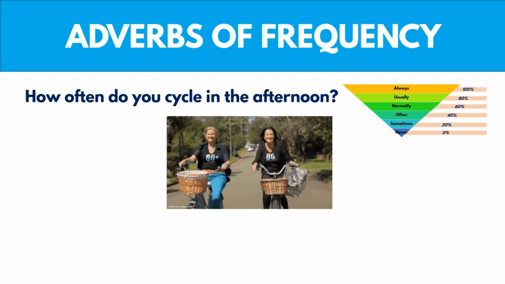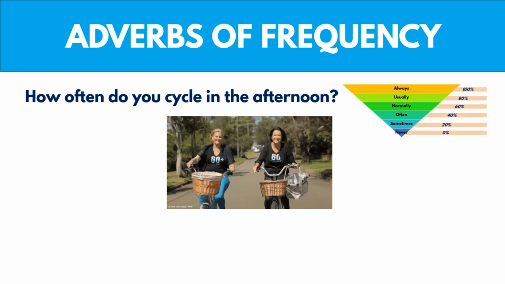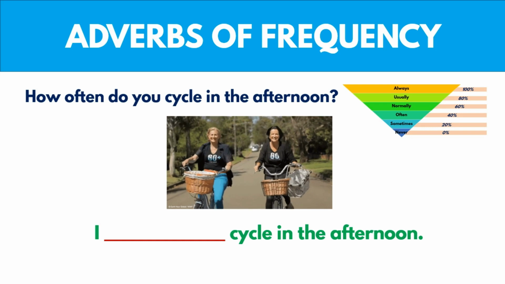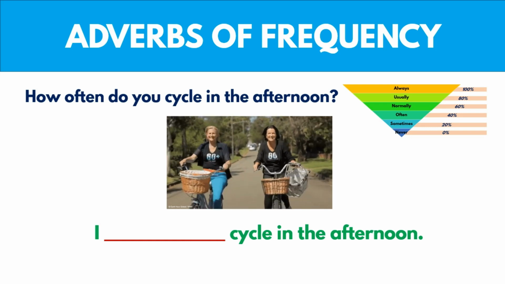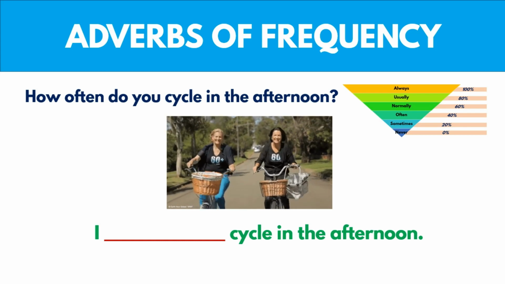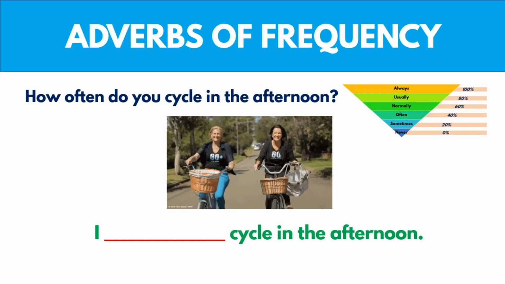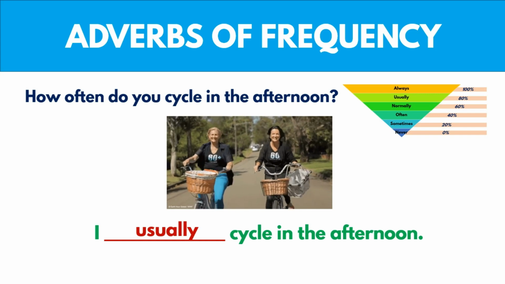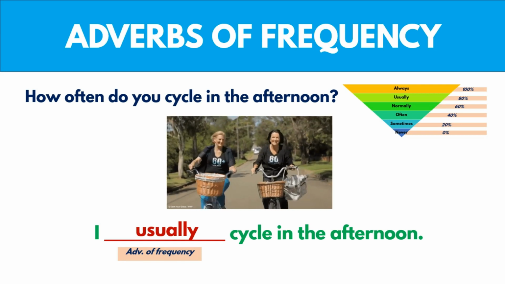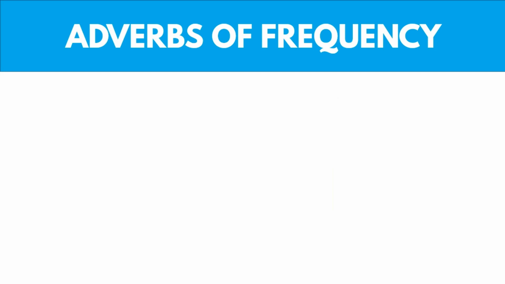How often do you cycle in the afternoon? I cycle in the afternoon. It's your answer. Is it always, usually, normally, often, sometimes, or never? For me, I would say I usually cycle in the afternoon. And the word usually here is actually an adverb of frequency. Very good. Next one.